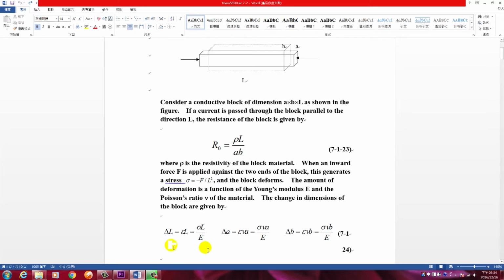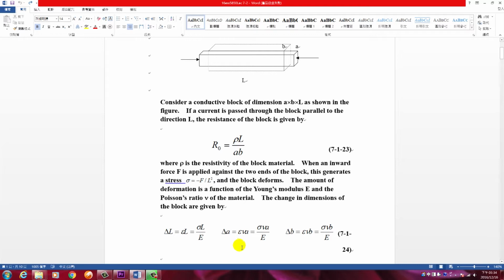For example, the delta L, the length change, will be equal to the strain times the total length. That's the definition. The strain can be considered as the stress over Young's modulus. Epsilon equals sigma, the stress, over Young's modulus. It's Hooke's law. Like a spring constant, the stress over the Young's modulus gives the strain, like the displacement of the spring. Very similar.